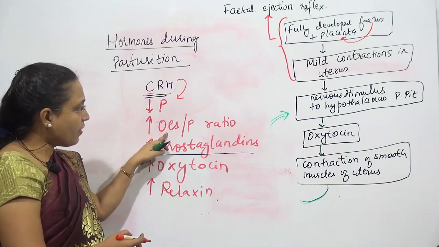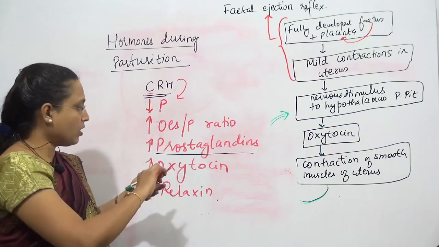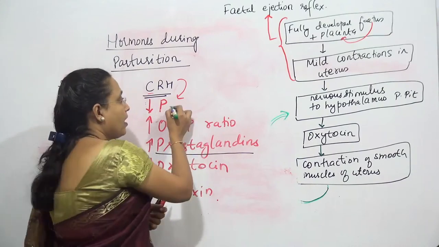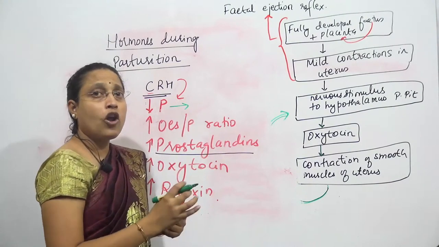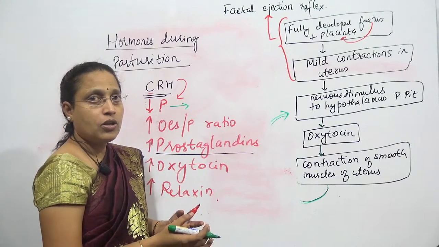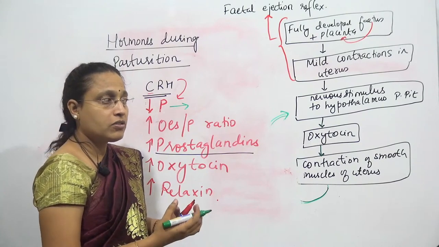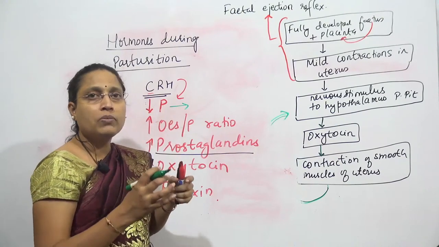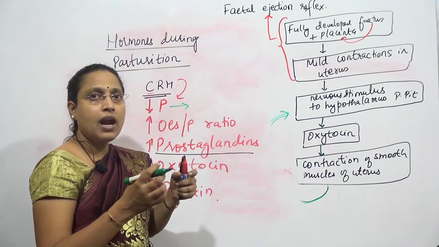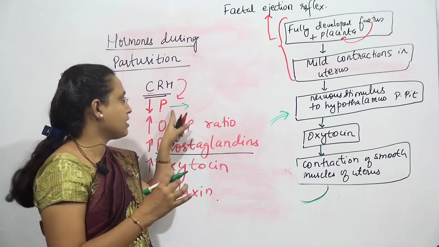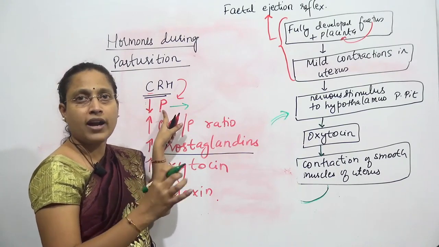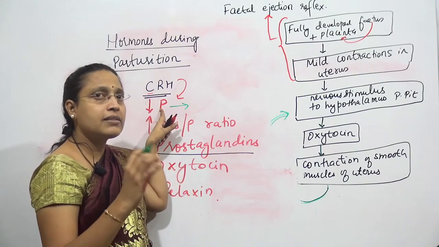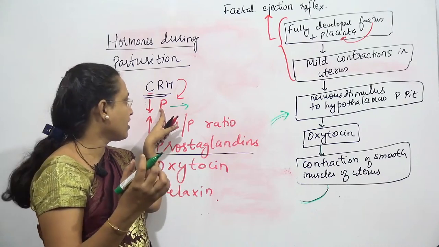Now, what is progesterone's function? When progesterone is there, it will not allow contraction of the smooth muscles of the uterus. But when progesterone becomes less, the smooth muscles of the uterus will start contracting. Progesterone inhibits smooth muscle contraction. When progesterone becomes less, it will not inhibit it. Instead, smooth muscle contraction can occur.